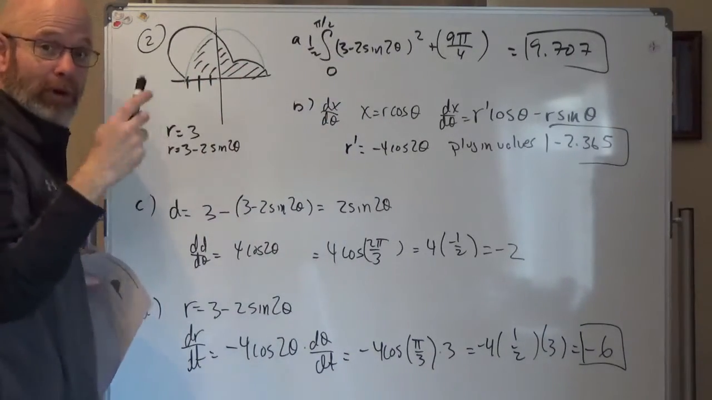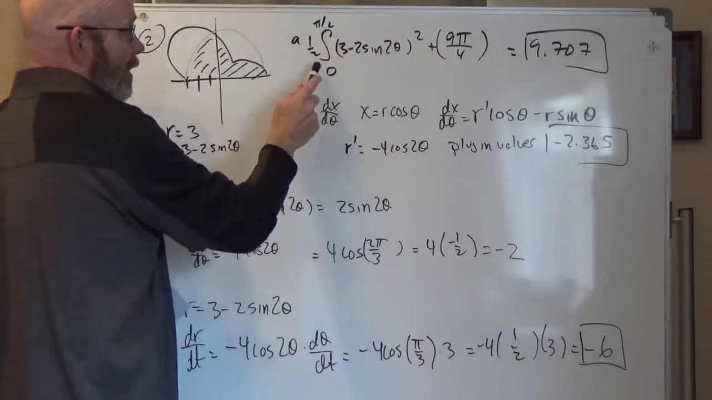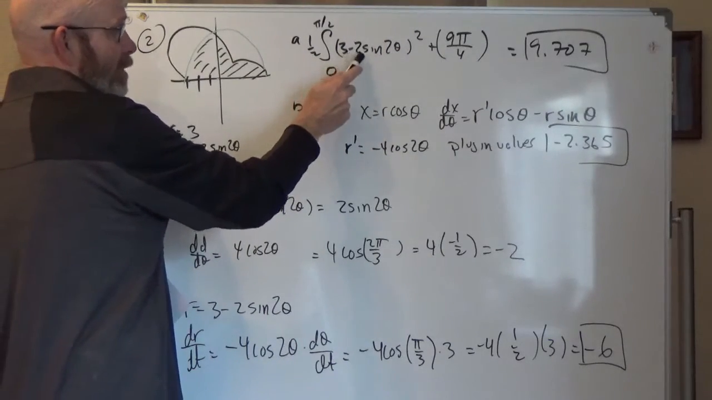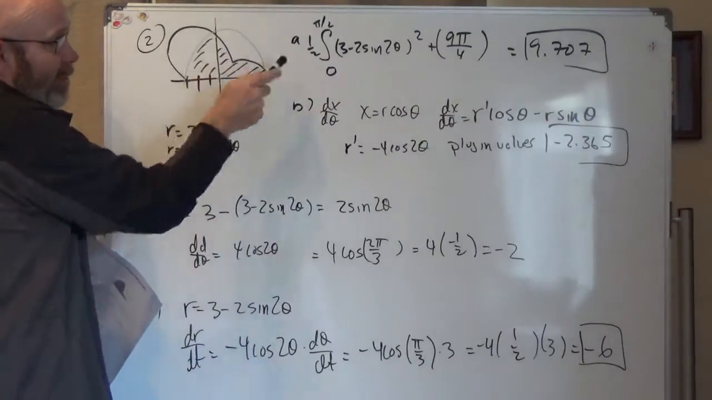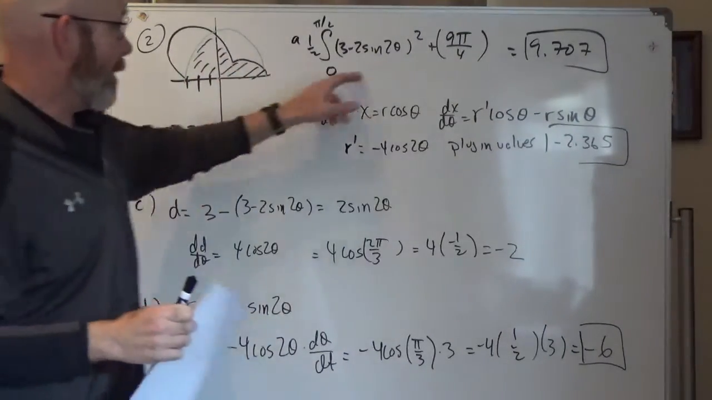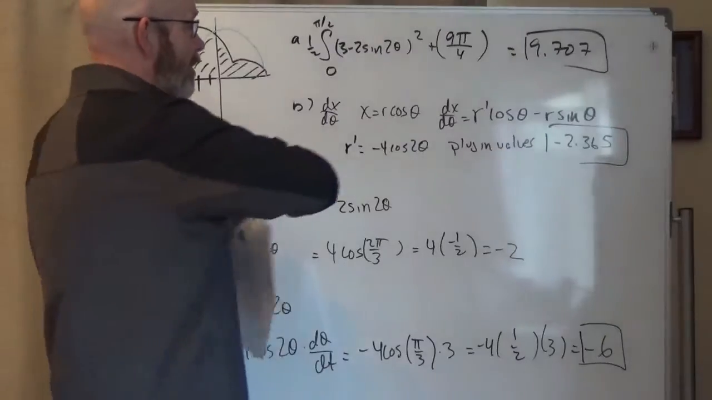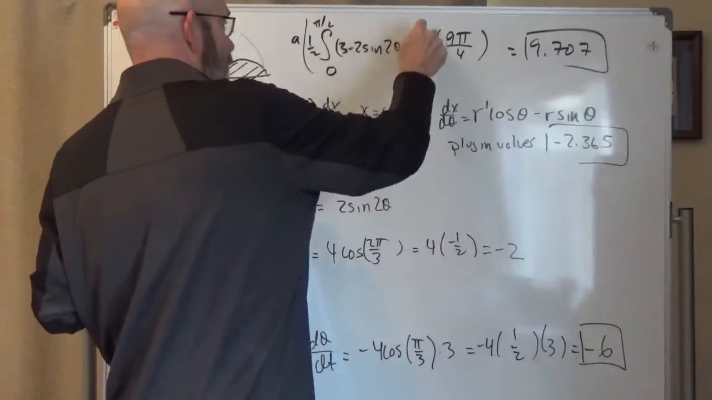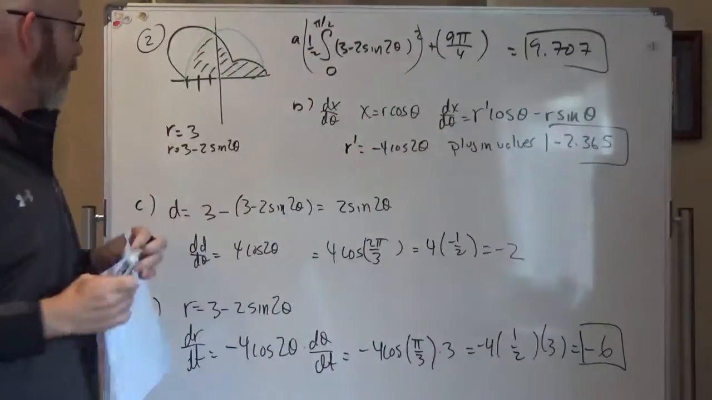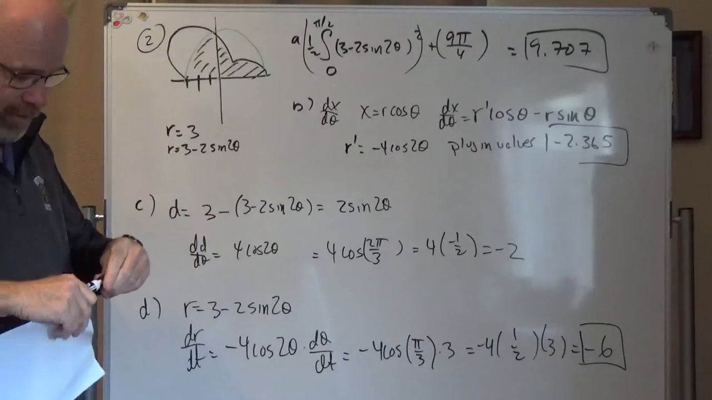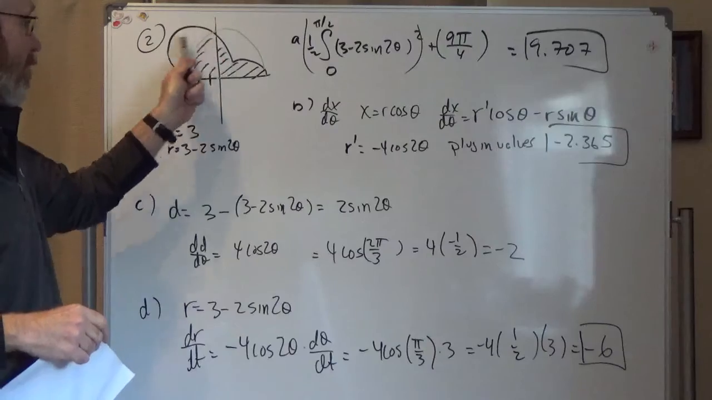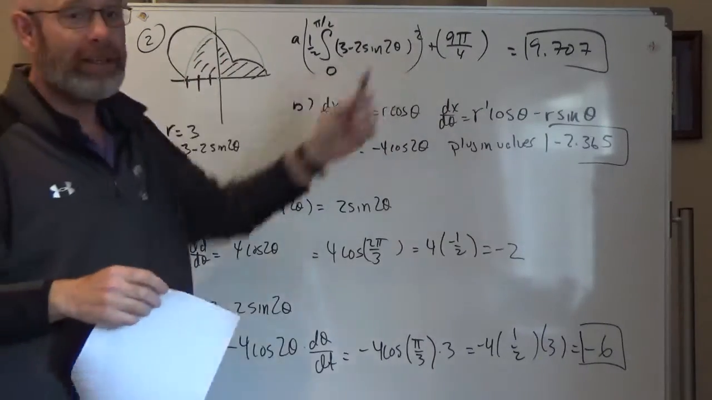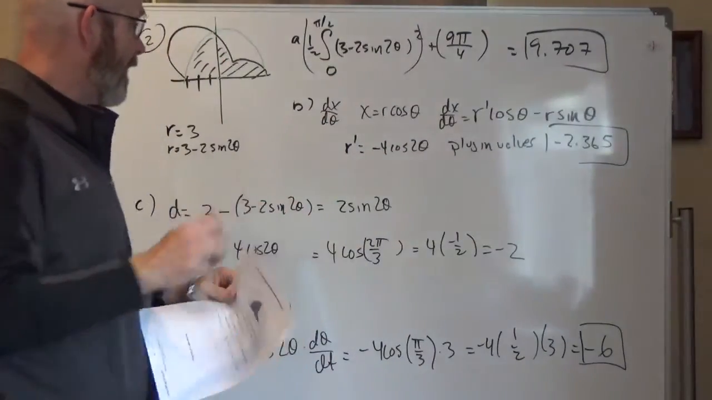So remember, polar area is 1/2 r squared, so that's just 1/2 times r, 3 minus 2 sine 2 theta, squared, and we're going from 0 to pi over 2. I just dumped that on my calculator. This is separate. I probably should have done something like that, because that's not inside the integral, that's just the quarter circle. Or you could integrate the circle also, 3 from pi over 2 to pi. It's the same thing. So, quarter circle, so 9.707.